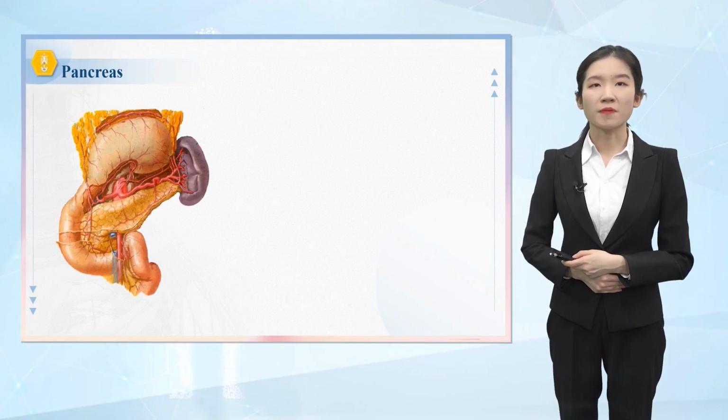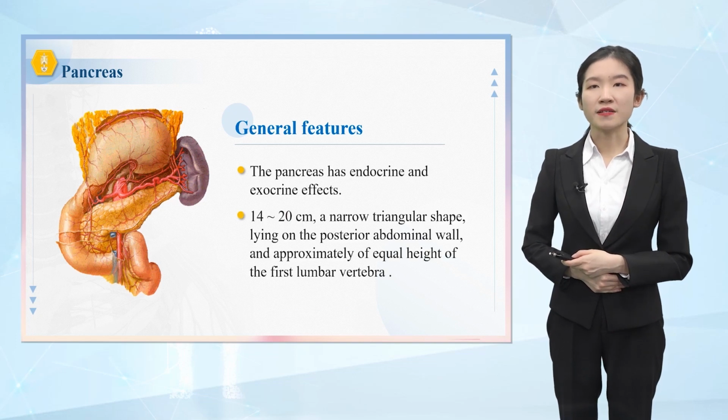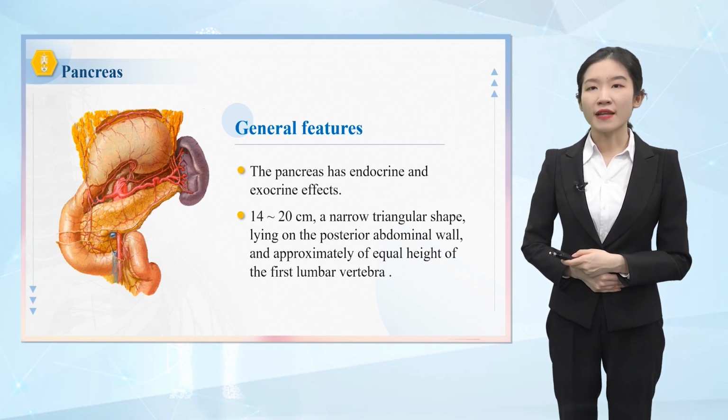Now let's talk about the pancreas. General features. The pancreas has endocrine and exocrine effects. It's about 14 to 20 centimeters, a narrow triangle shape, and lies on the posterior abdominal wall at approximately the height of the first lumbar vertebra.